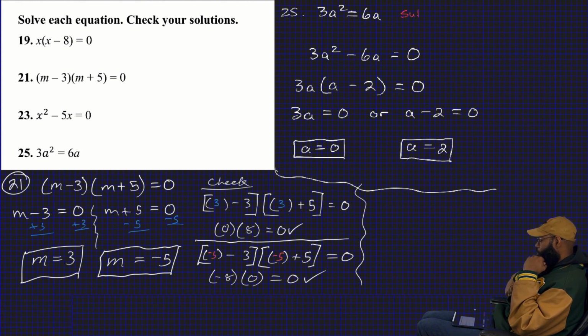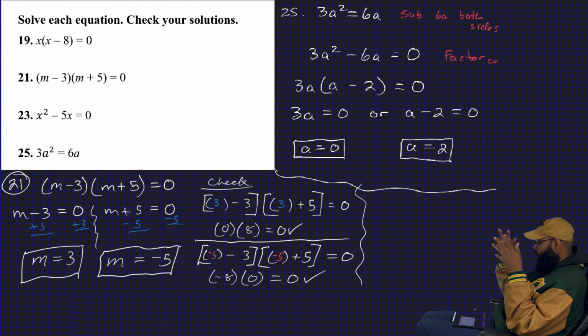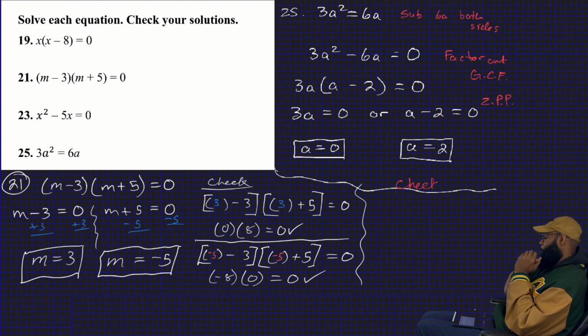And again, guys, here comes the beauty. The first thing I did was subtract 6a from both sides. When I subtracted 6a from both sides, I was able to factor the binomial. And when I say factor, I pulled out the greatest common factor of the two terms, which was 3a. Then I used ZPP, zero product property, meaning either 3a equals 0 or a minus 2 equals 0. And then, of course, I solve those two equations.